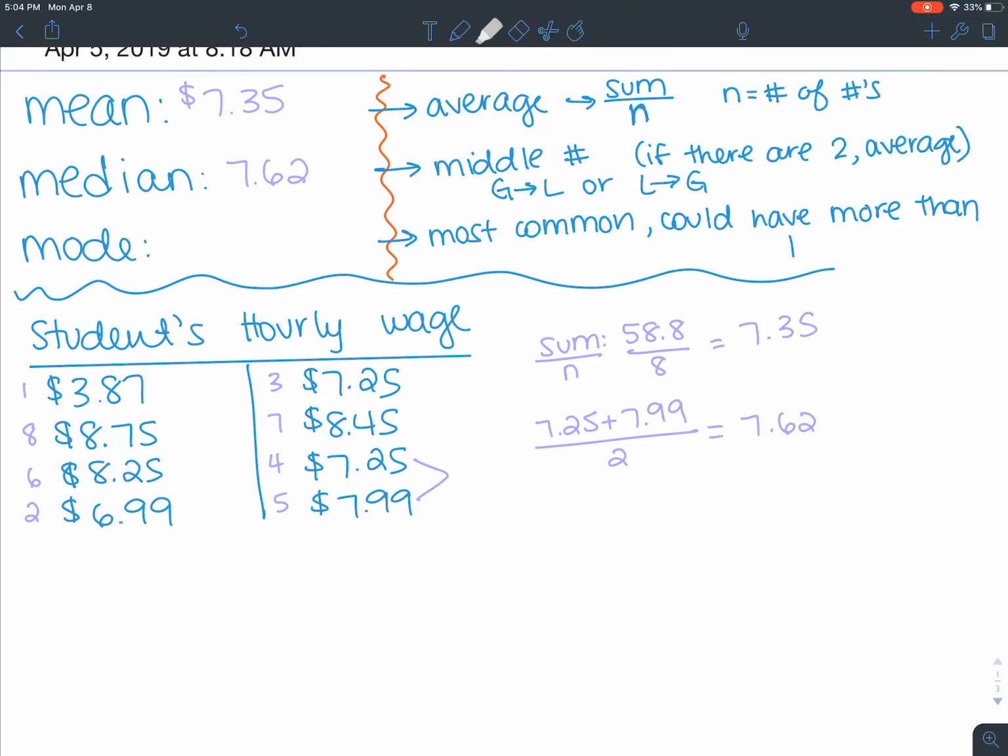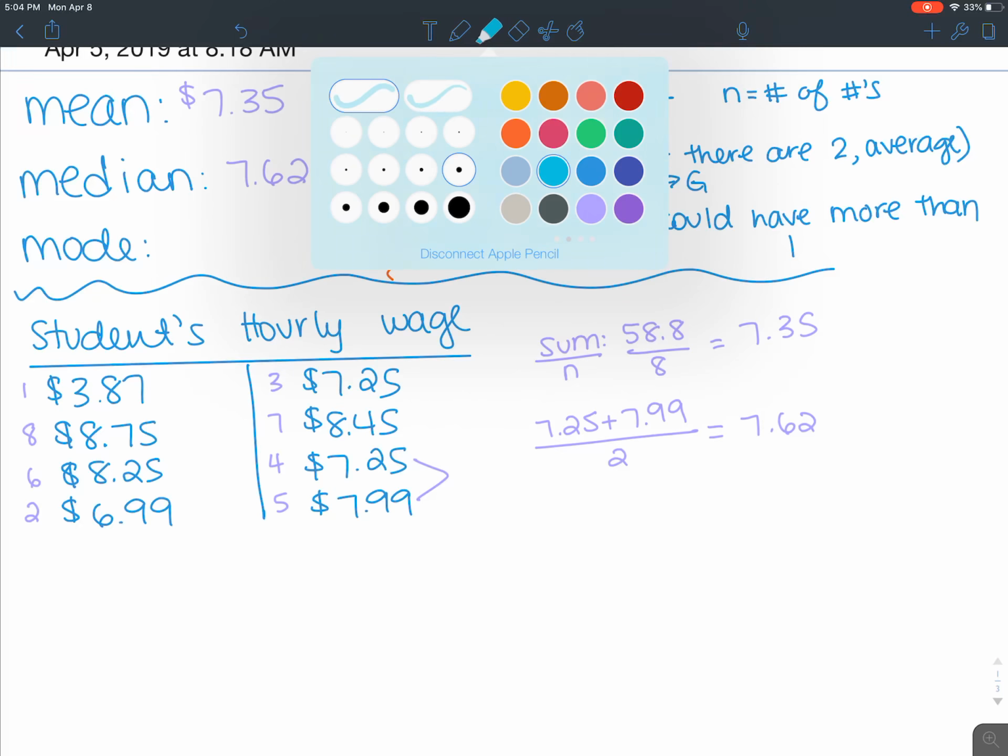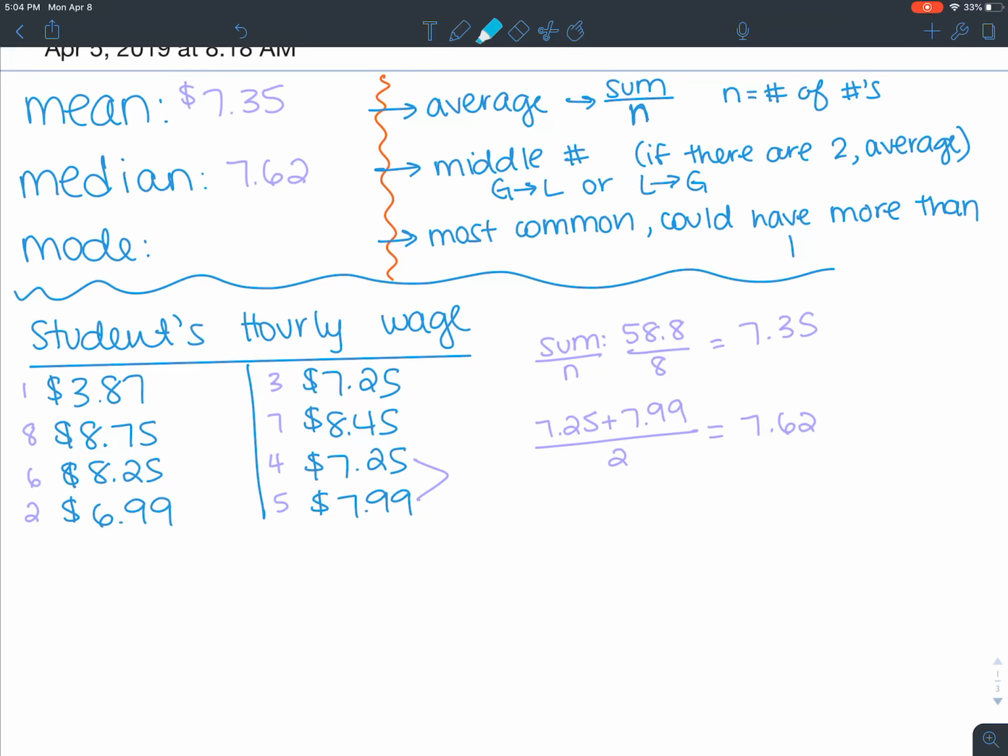And then my mode, let's see which one's going to be repeated the most. We said that 7.25 is the only one that's actually repeated. So you don't have to have a mode. You could just say none. But we do, so we're going to go with $7.25. So we want to look and say, how do these numbers describe the data set?